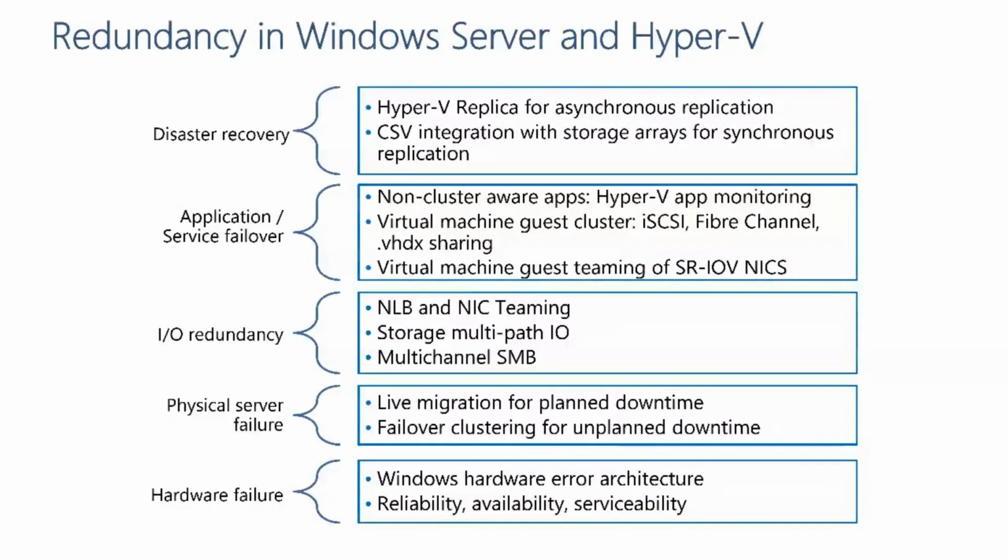So the CSV, the cluster shared volume, integration with storage arrays for synchronous replication. So we can have synchronous if we use the CSV, but asynchronous with the Hyper-V replica. Synchronous means what happens here, happens here, pretty much at the same time, okay? Straight away it replicates. Asynchronous means something happens here, and eventually it will get to the second site.